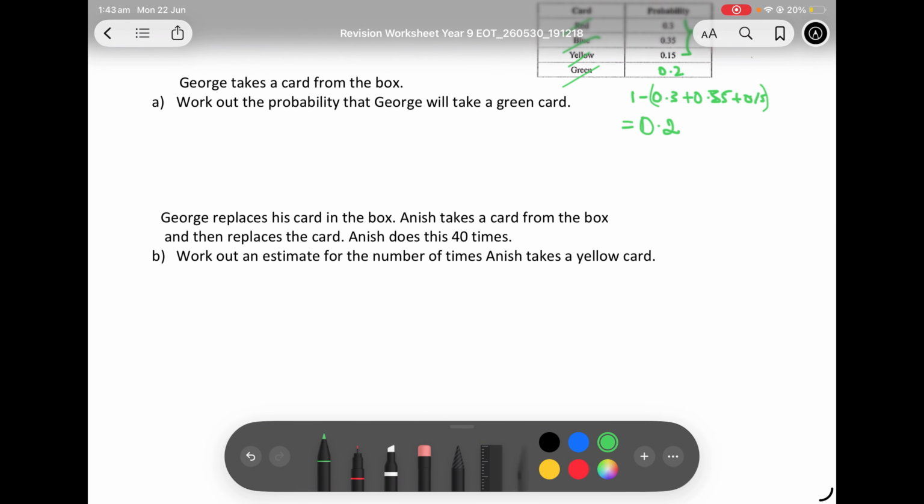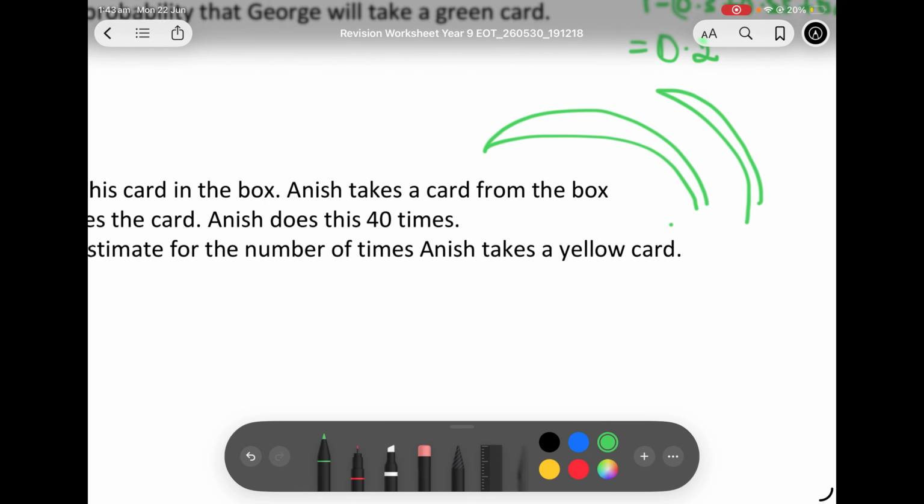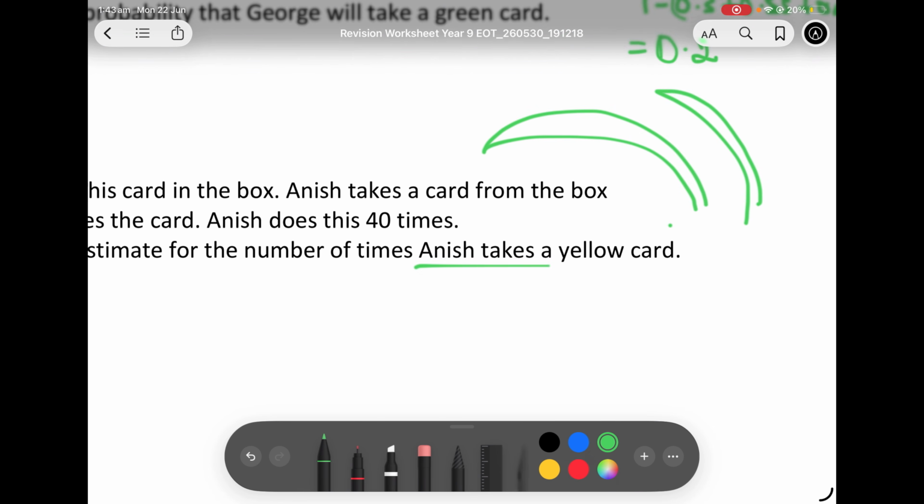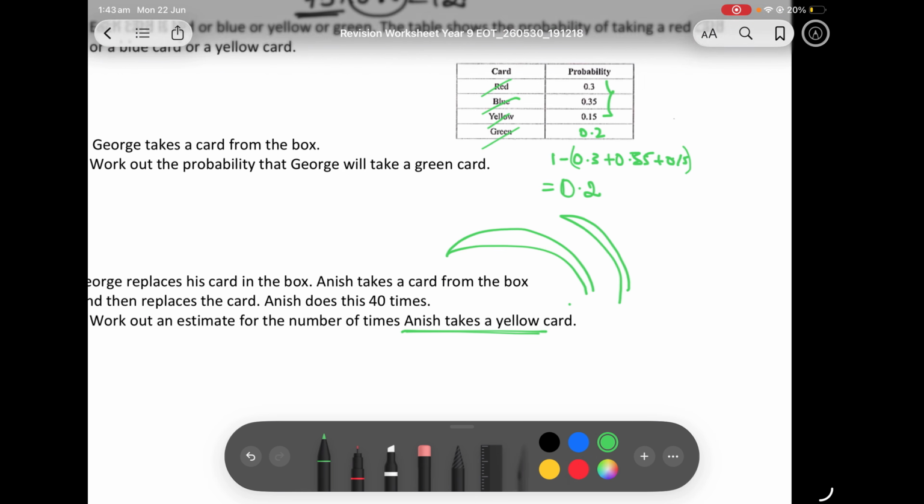Then after that, Anish takes a card from the box and then replaces the card. That means he takes out the card and puts it back. Anish does this 40 times. Work out an estimate of the number of times Anish takes a yellow card. So what is the probability that he's going to get a yellow card?